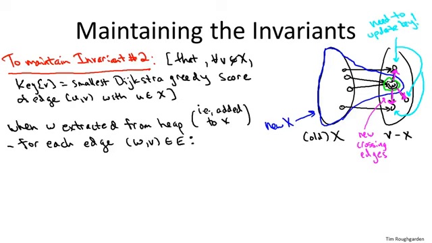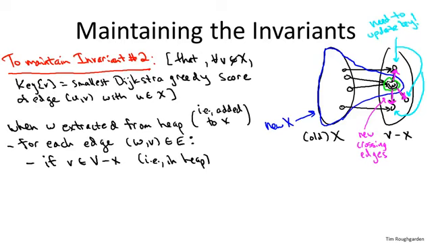And for each of these vertices v, we update its key. And the way we're going to update its key is we're just going to rip this vertex out of the heap. We're going to recompute its key in constant time, and then we're going to reinsert it into the heap. And since all heap operations take logarithmic time, this key update will be logarithmic time.